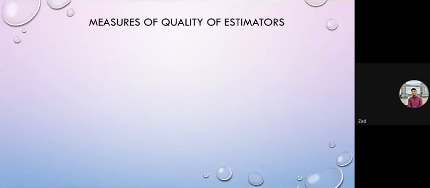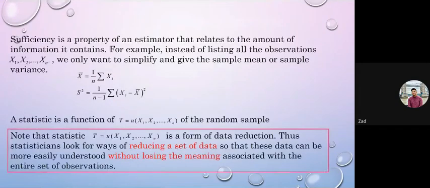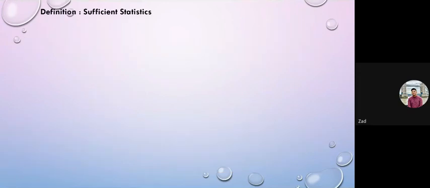So sufficient statistic is another property for an estimator. The concept of a sufficient statistic relates to the amount of information it contains. Normally what we did before, we have X bar and S square to express the whole observation in the sample set or data set. So normally we define a statistic Y or statistic T.